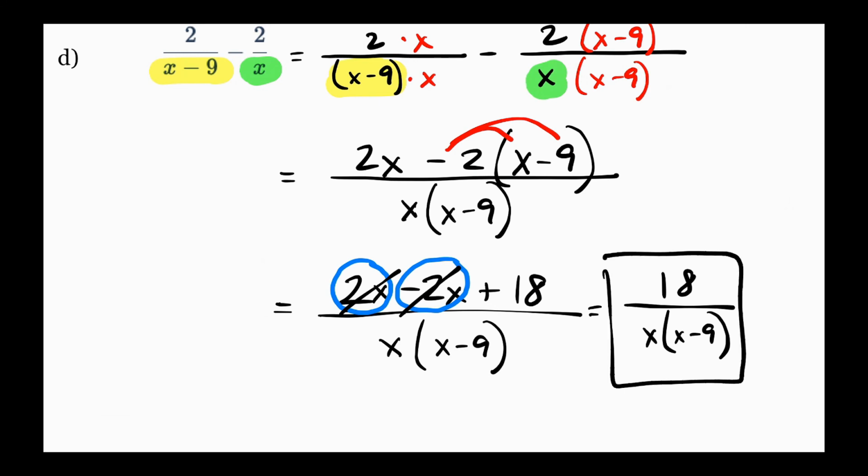So just like Alex said, can I multiply the bottom? Yeah, you could. You could distribute. You can distribute here. You don't need to. It would be x squared minus 9x. That's okay. If you have an x squared minus 9x on the bottom, that's okay. But you don't need to mess with the bottom anymore.